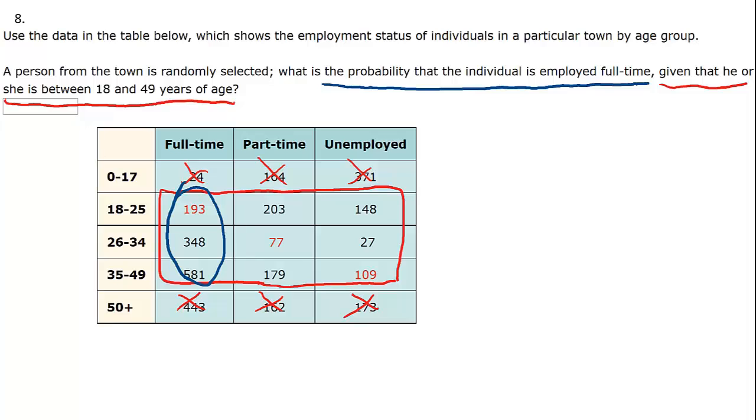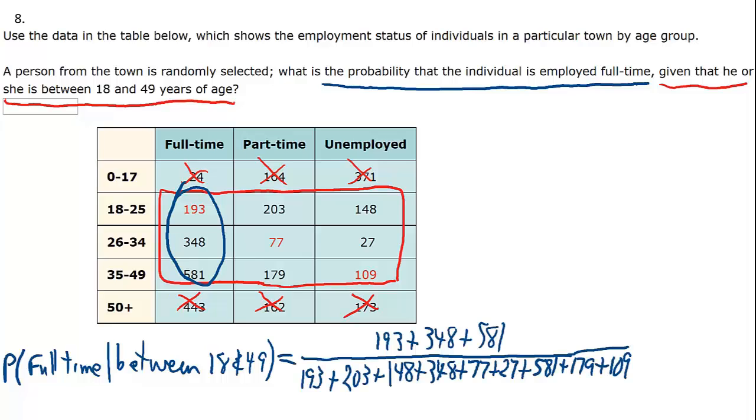Well, full-time is the first column, and we're only looking at the middle 3 rows now, so the number of people that are employed full-time in the reduced sample space is 193 plus 348 plus 581. So the probability that a person chosen randomly from that town is full-time given that they're between 18 and 49 years old is just how many people in the reduced sample space from that chart are full-time divided by all 9 of those numbers added together.